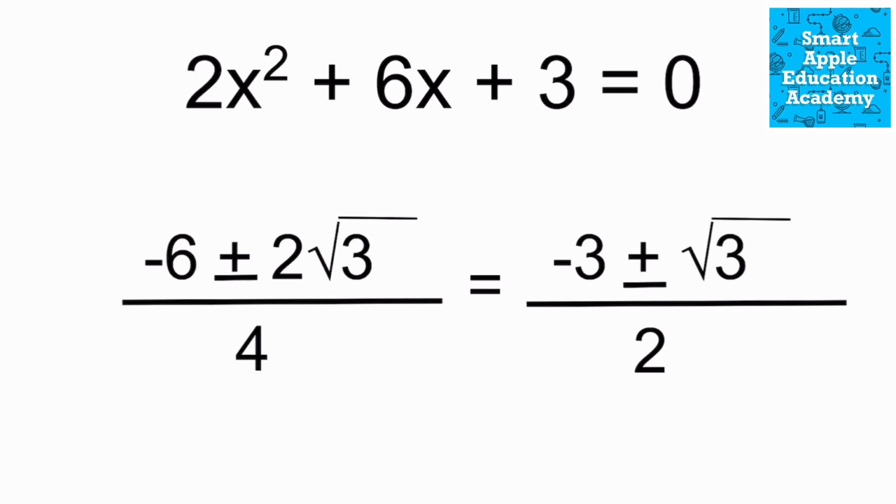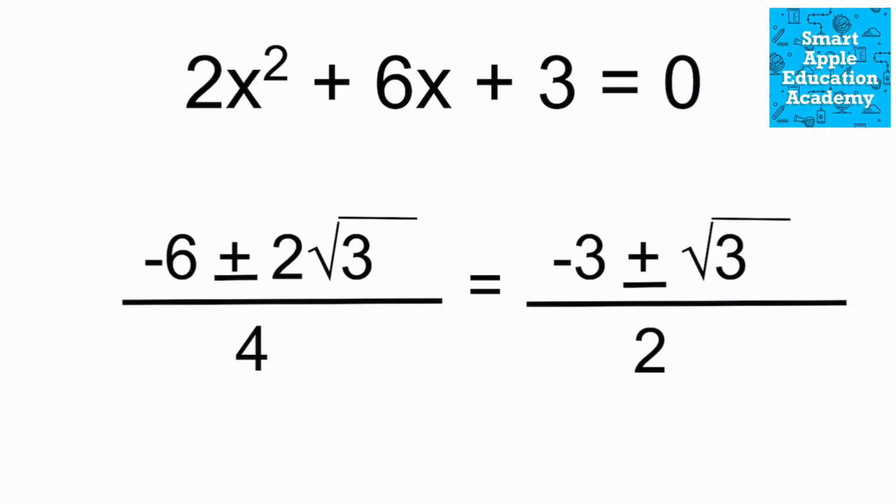Negative 6 over 4 can be reduced to negative 3 over 2, because negative 6 divided by 2 equals negative 3, and 4 divided by 2 equals 2. And then we have 2 times the square root of 3 over 4, and you can reduce that too, because 2 over 4 is a half, so it'll just be the square root of 3 over 2. So we have it simplified to negative 3 plus or minus the square root of 3 over 2.